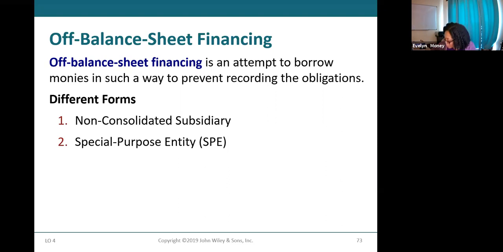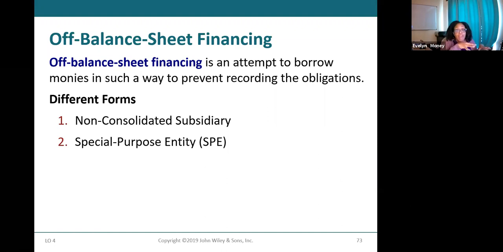Now, who's really borrowing the money? The special purpose entity or me? Me. The special purpose entity only exists because I created it. I don't have to show that debt on my financial statement. Why? The special purpose entity shows the debt.